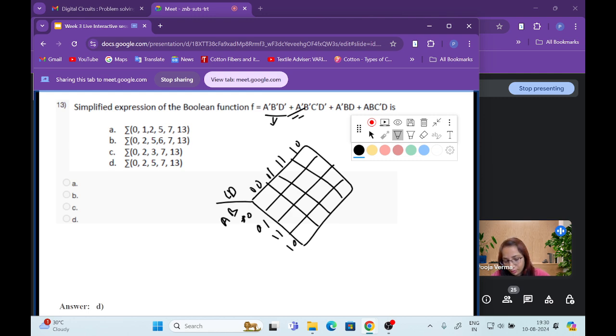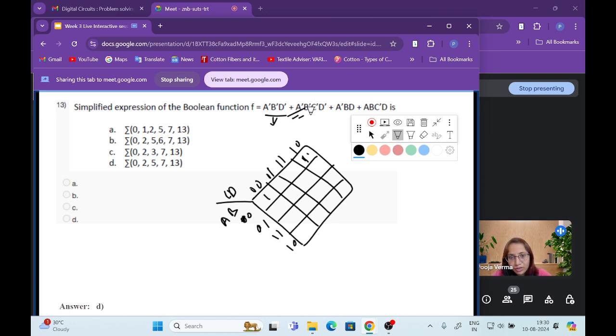Just check first one for A bar, B bar, D bar. Okay. So first one is A dash. That means if you take these two rows, A dash will be common. A dash, B dash. Just check A dash, B dash. A dash, B dash means this row, right? Now D dash means 0 will be here. So this can be the expression for A dash B dash D dash.